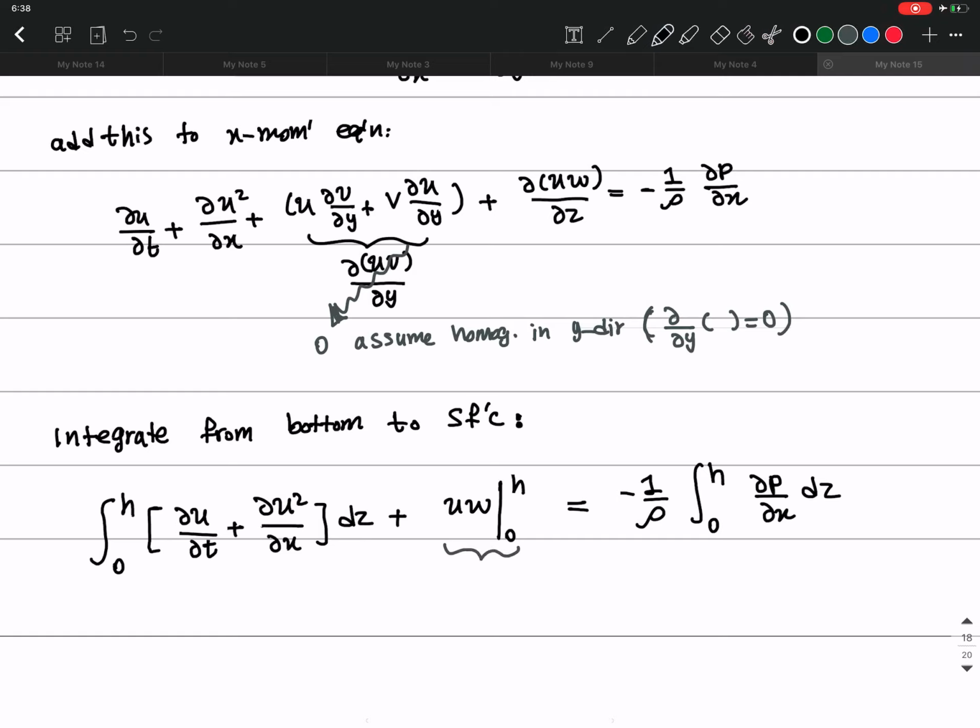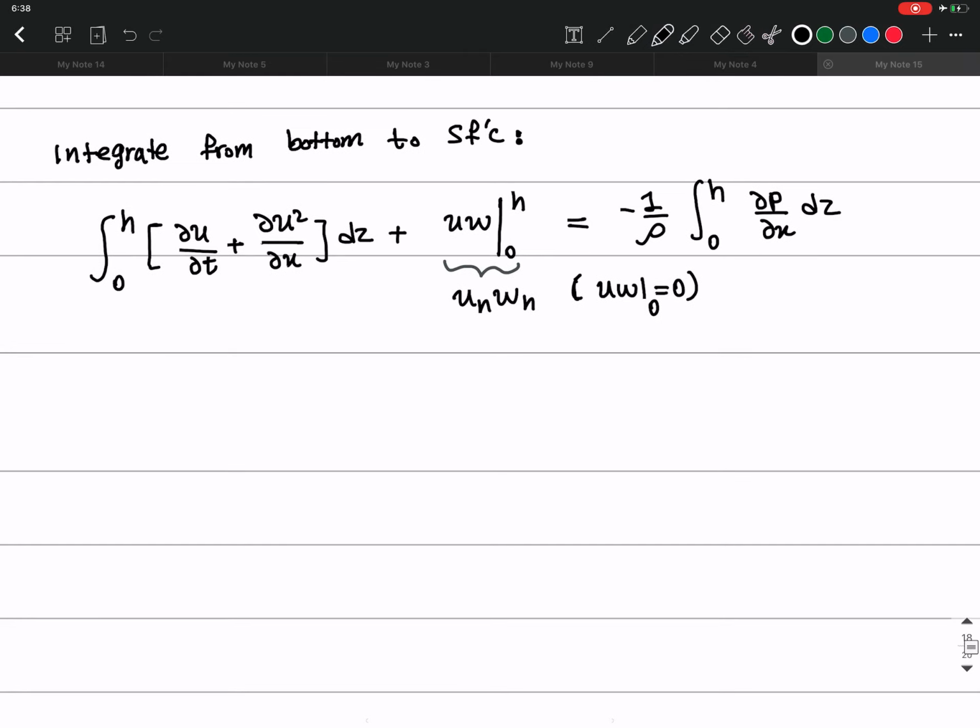And this term, we know that the velocity at the wall is 0. So it's just going to be 0, because u_w at 0 is just 0, right? The velocity at the wall is 0. It's the no slip condition. Okay.